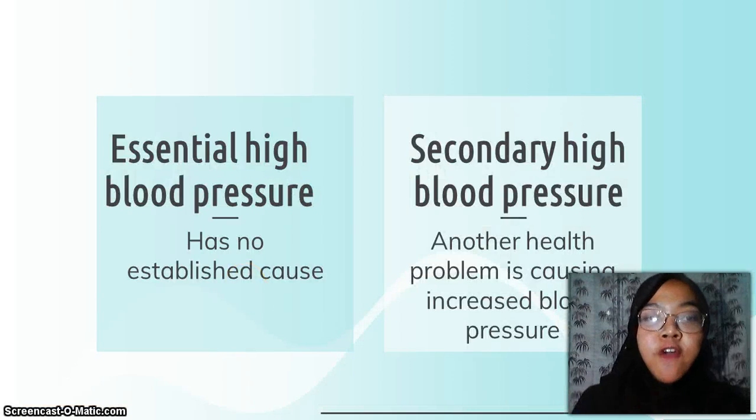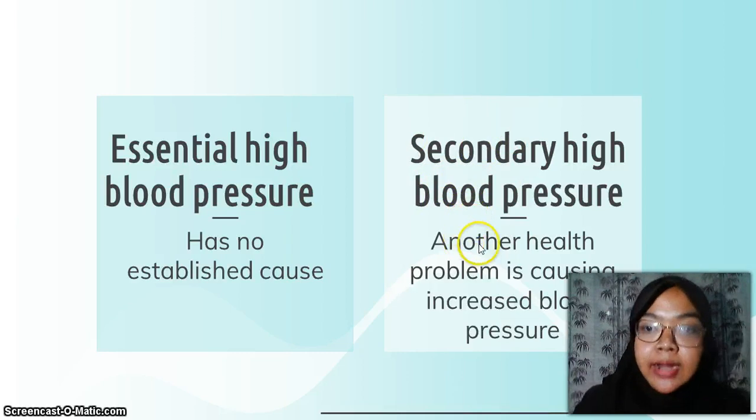The causes of hypertension can be divided into two. The first is essential high blood pressure, and the second is secondary high blood pressure. This type of high blood pressure has no established cause. Meanwhile, secondary high blood pressure is caused by another health problem.